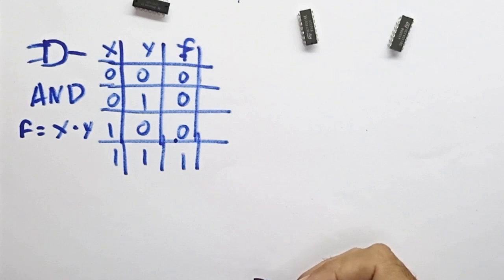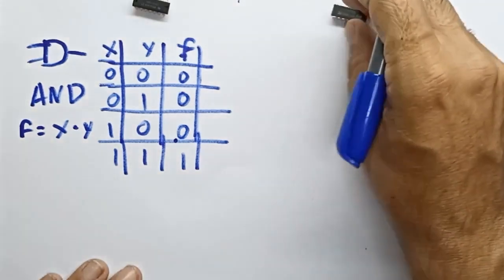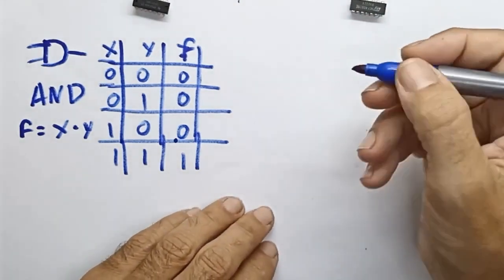That is, in the first case, I have 0x0 equals 0, in the second 0x1 equals 0, in the third 1x0 equals 0, and in the fourth 1x1 equals 1. And so the function is F equals x times y. And from now on, whenever we see a multiplication in a function, we'll have in mind that we have an AND gate. This is its symbol. Let's go to the next gate.